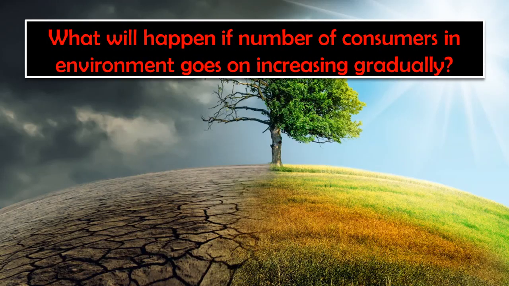Now the next question: what will happen if the number of consumers in the environment goes on increasing gradually? Consumers are dependent on producers for their food. In consumers we have primary consumers, secondary consumers, tertiary consumers and apex consumers, that means herbivores, carnivores, omnivores. So these are the different types of consumers. What will happen if the number of consumers increases in the environment?